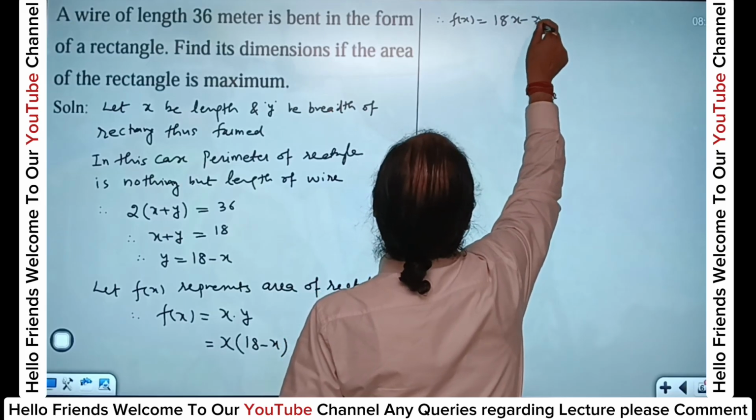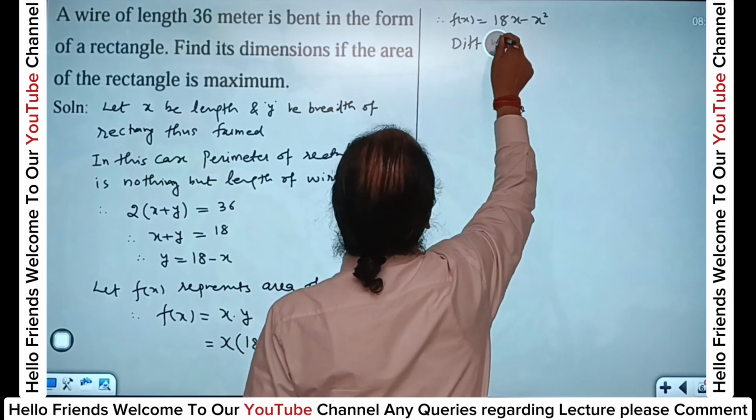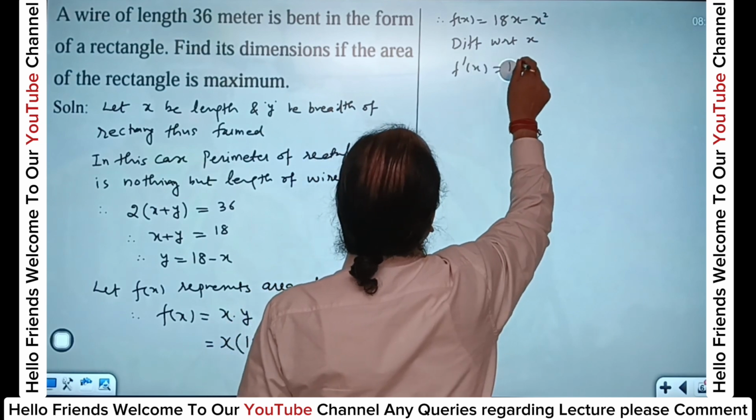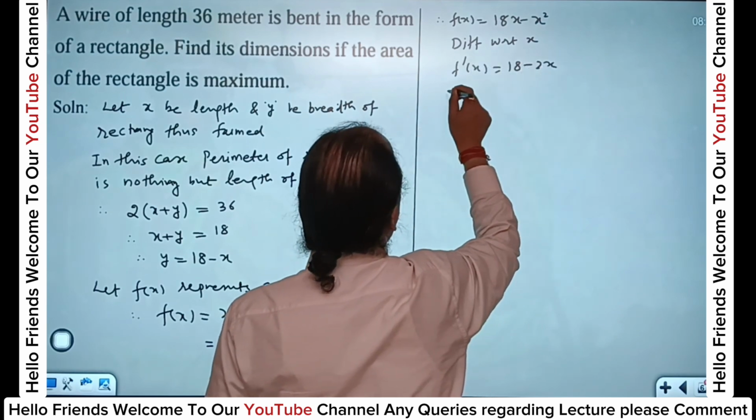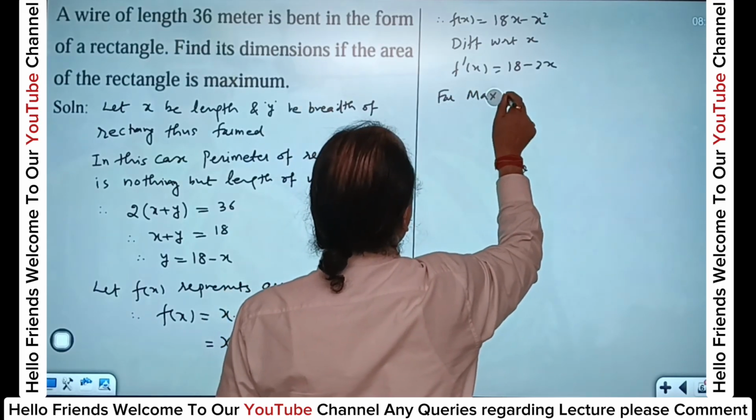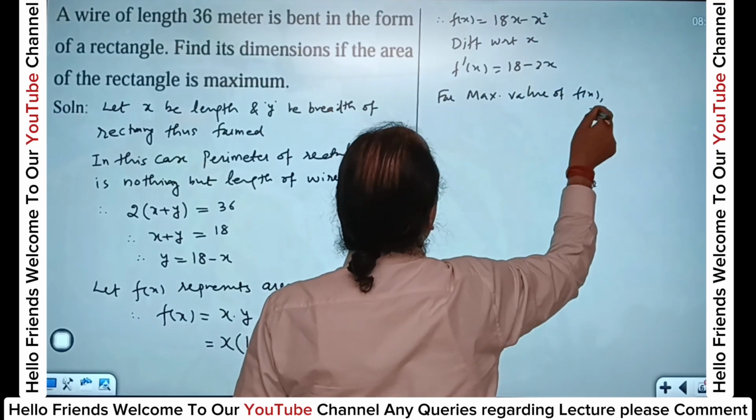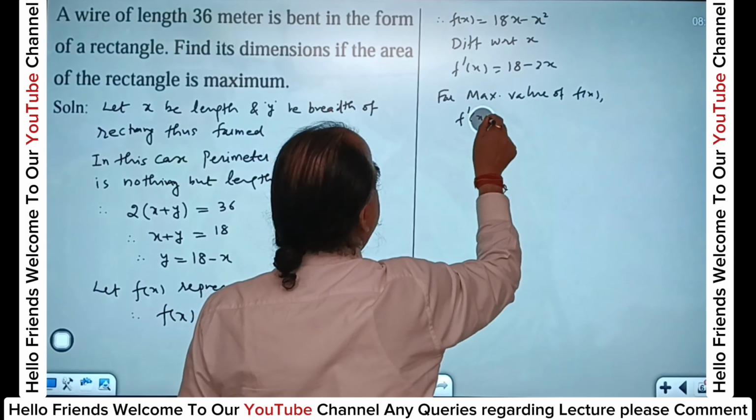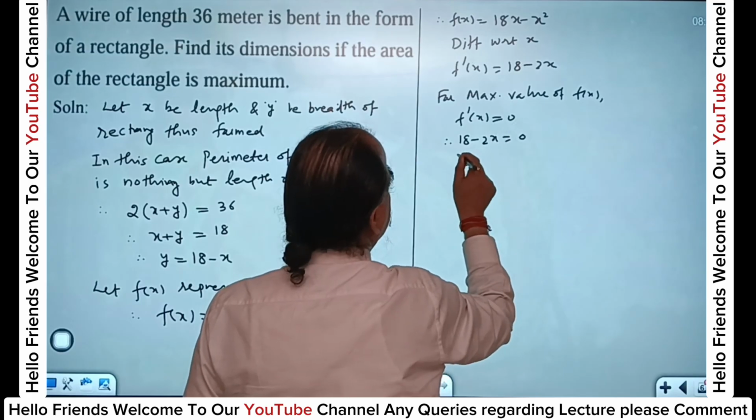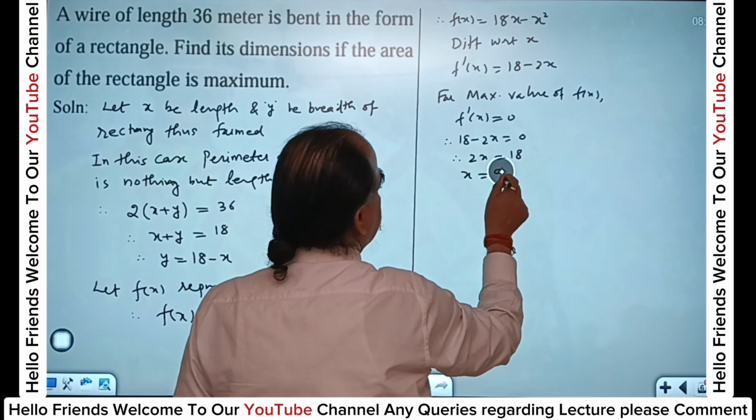18x minus... differentiating with respect to x. So f dash x is what? 18 minus 2x. For max value of f(x), f dash x is what? 0. 18 minus 2x is 0. 2x is 18. x is 9.